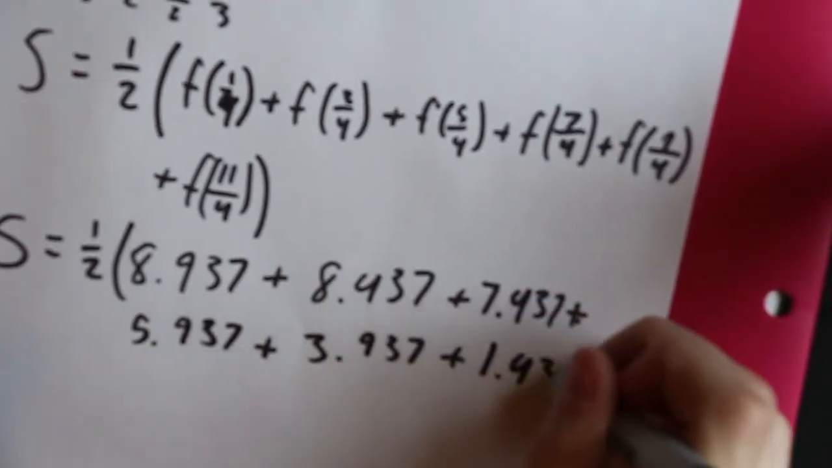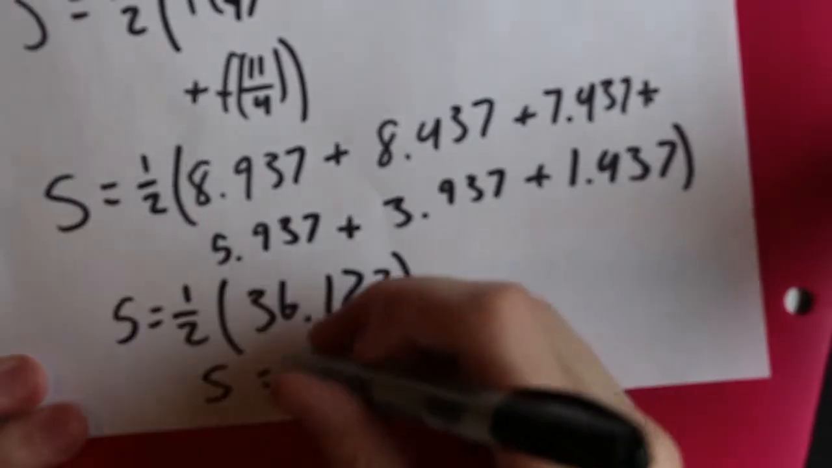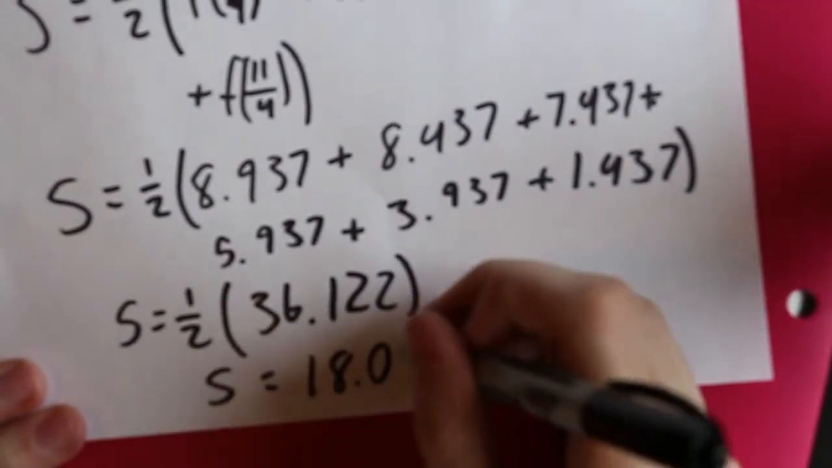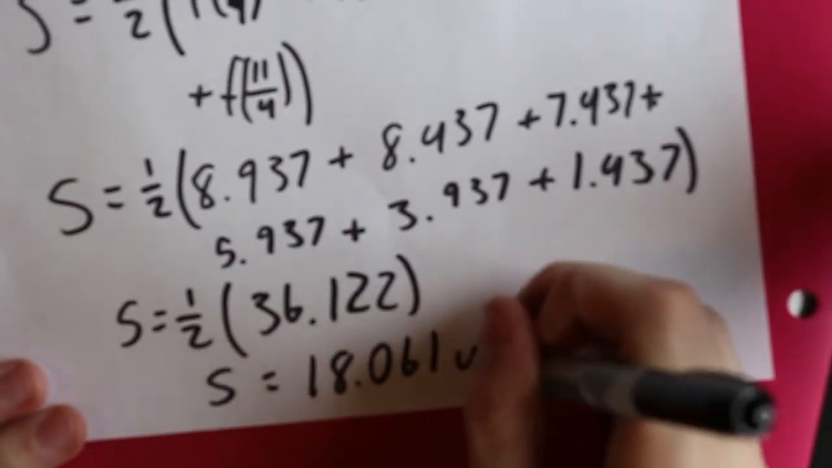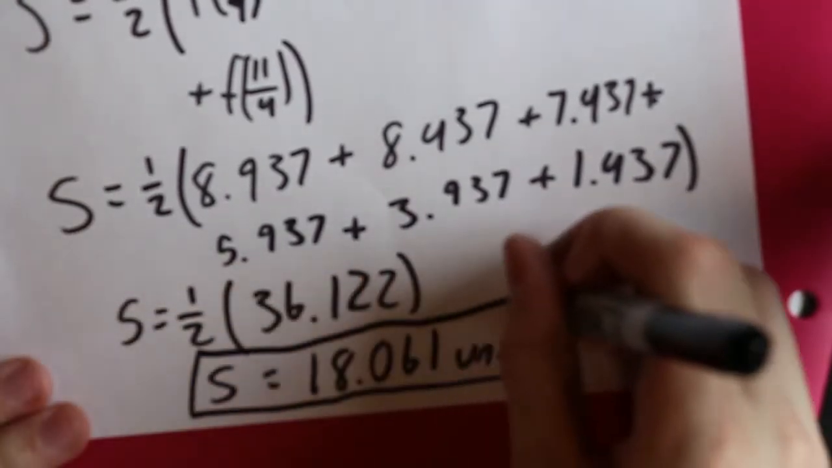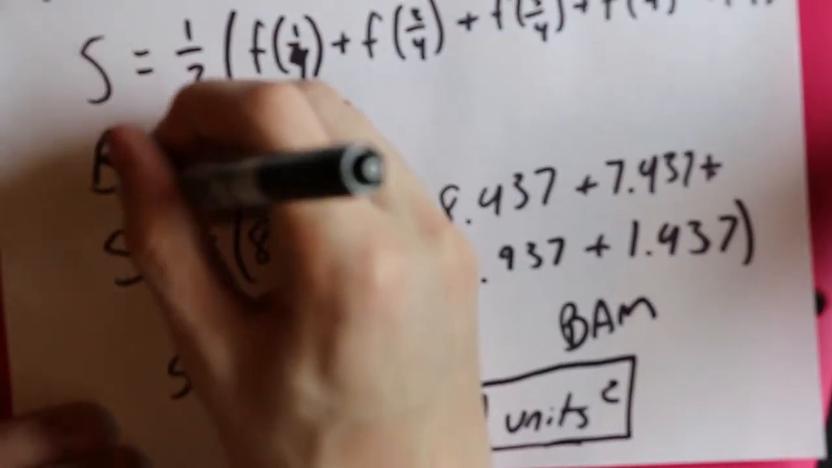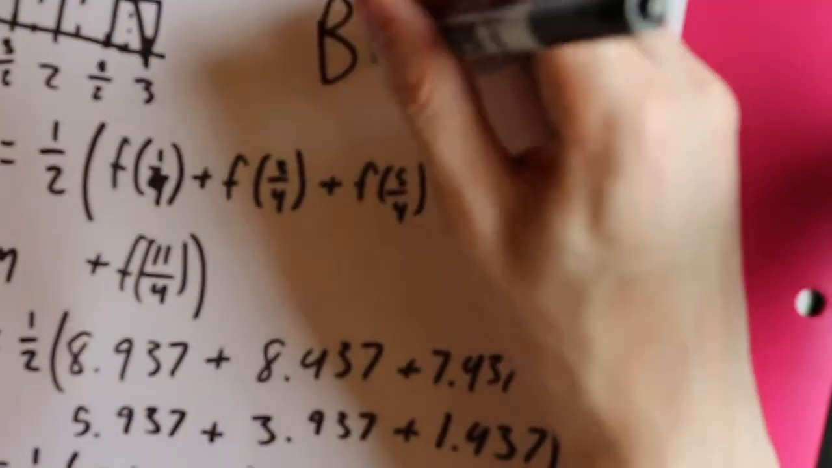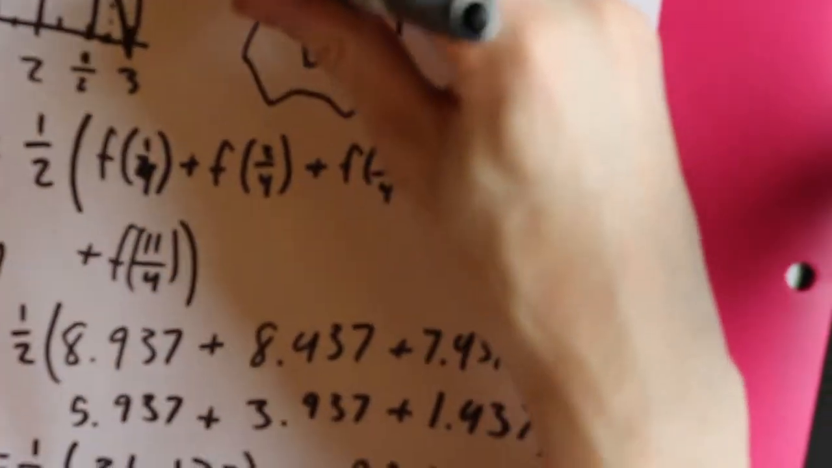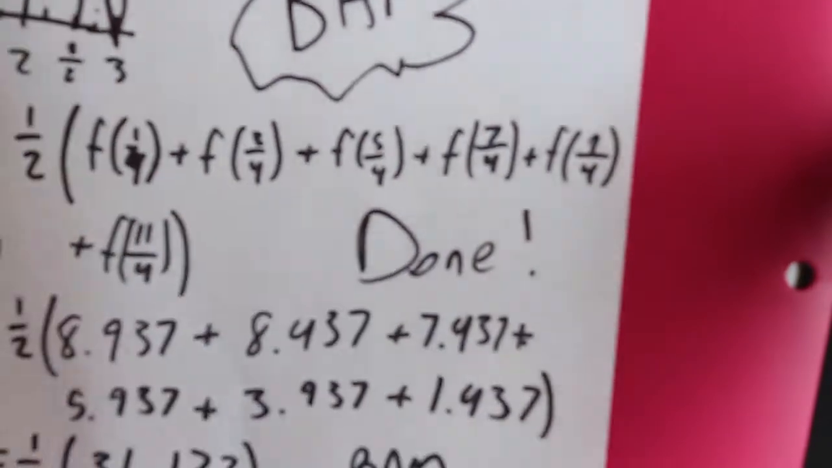Alright, so here we have the numbers. So we're going to end up getting the answer of 18.061 units squared. And this is an acceptable answer because we're not going to get the exact answer because Riemann Sums isn't exact. If you want exact, go somewhere else. This isn't your party. But yeah, that's about it for Riemann Sums.